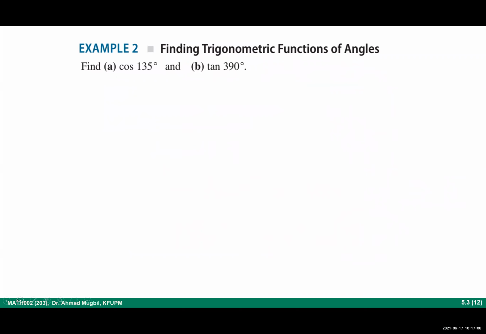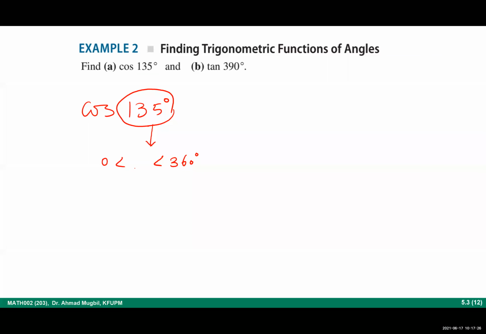In this example, we need to find cosine 135. And I told you how to do that. Ask yourself this question: is this less than or greater than 360? If it is between 0 and 360, it is okay. No need to find the coterminal. If it is between 0 and 360, find the reference.